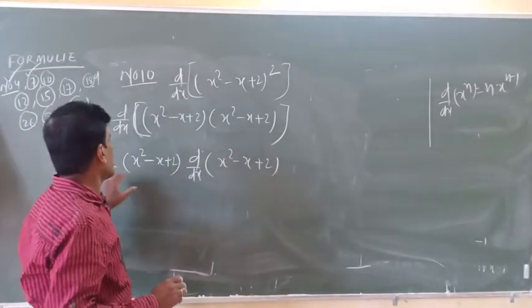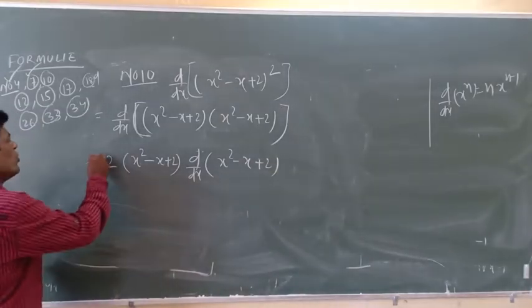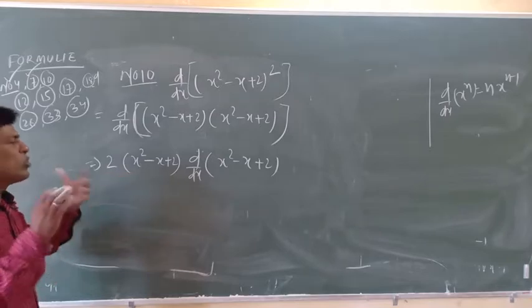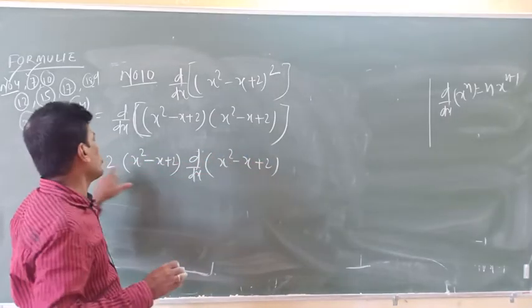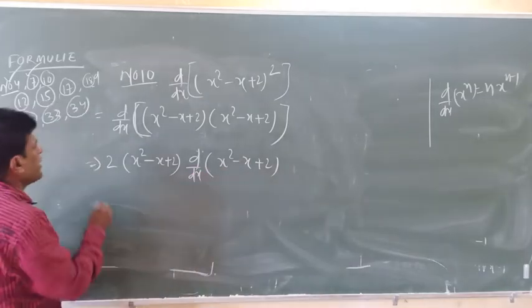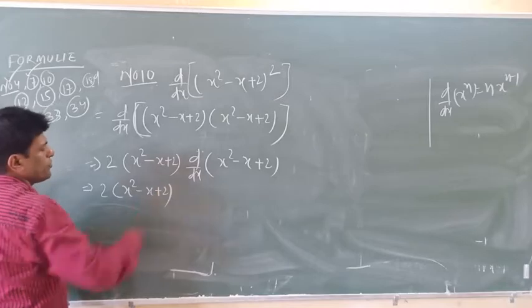When you have written it twice, then you are using 2 here, 2 into. a plus a is equal to 2a. That term taking a, another one also the same a. So a plus a is equal to 2a, 2 into one of the terms. Okay, now 2 whole into x square minus x plus 2.